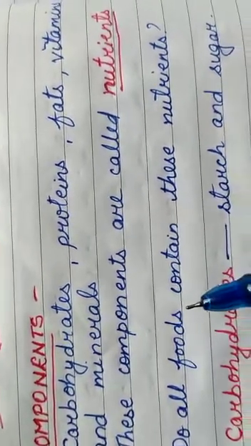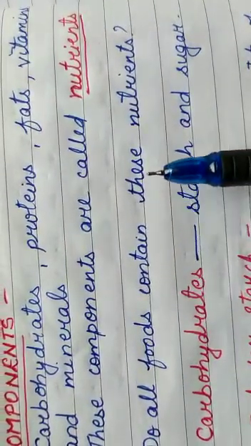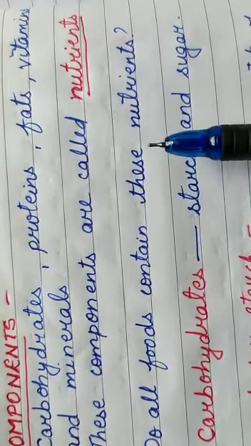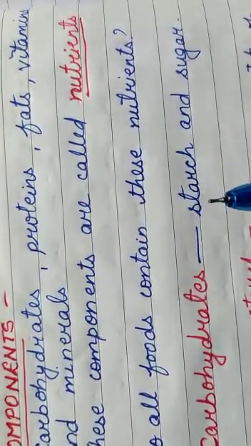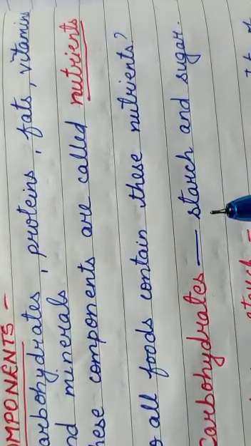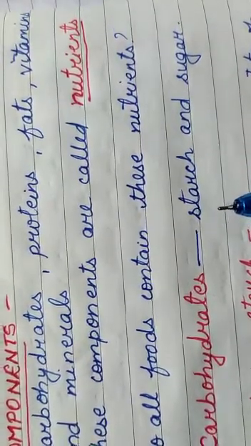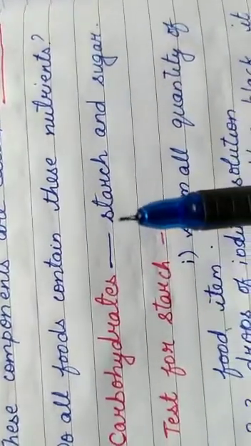Now, the question arises, does all the food that we eat contain these nutrients? So with some simple methods, we can test whether cooked food contains these nutrients or not. So let us begin by testing different food items. We will start with carbohydrates.